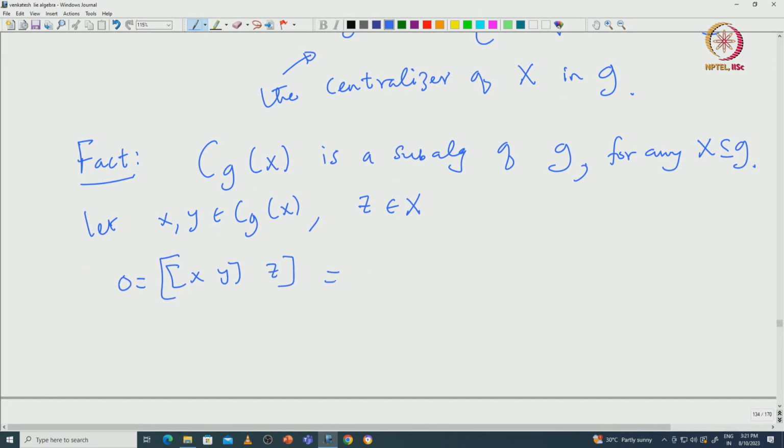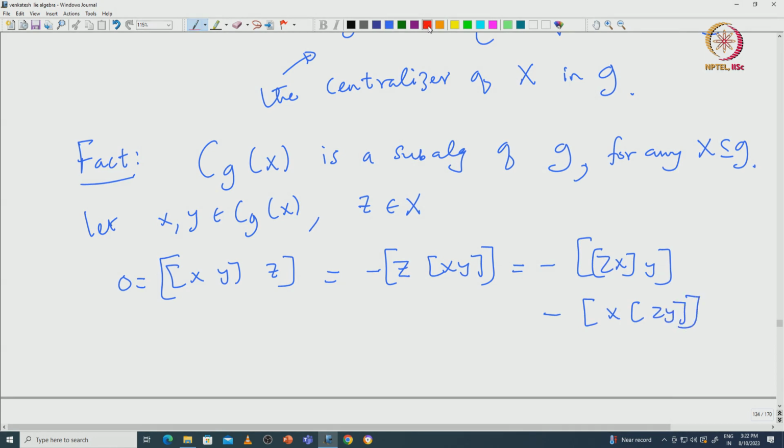So, let us use the Jacobi identity. First, by skew symmetry, this is the same as minus [z, [x, y]], which is the same as [[x, y], z]. Then using the Jacobi identity we see that this is the same as [[z, x], y] minus [x, [z, y]]. Now look at this first element: since x is coming from the centralizer of X and z is coming from capital X, this element must be 0.